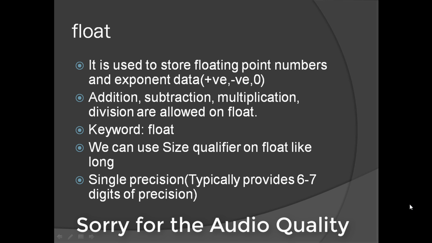We can use a size qualifier on float like long, and float is a single precision data type. That means it typically provides 6 to 7 digits of precision. After the decimal point, how many digits can we get accurately without a roundup operation? That is called precision. So single precision typically provides 6 to 7 digits of precision for the floating point data type, and the format specifier for float is %f.